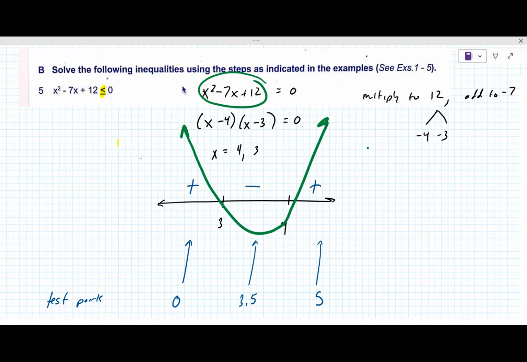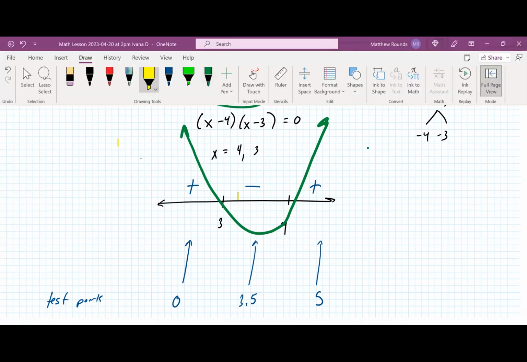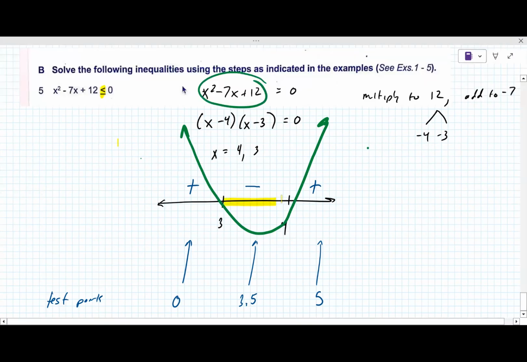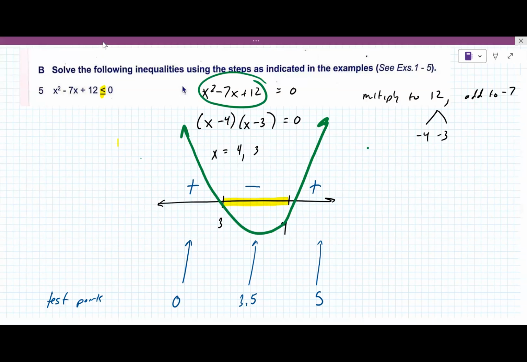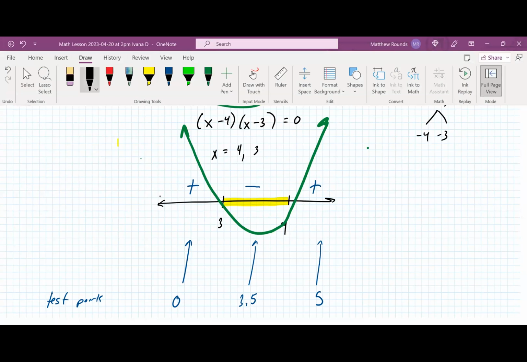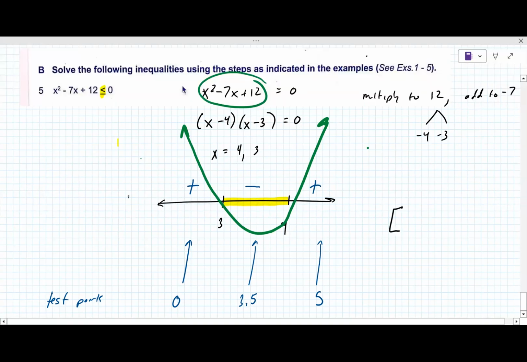So in terms of your answer, less than or equal to 0 is everything where it's negative. Does it include the endpoints? I think so. Yeah, it does. So this one is bracket 3 to 4. That's so cool.